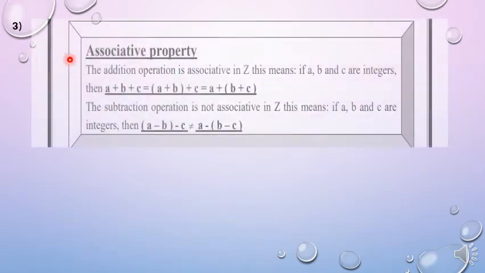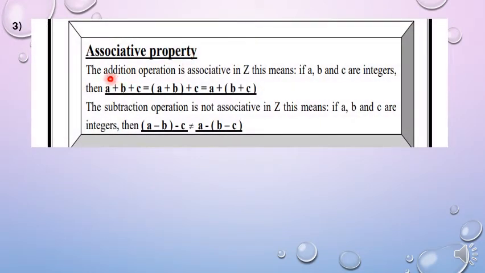We are still on page 10 and the third property, which is associative property. The addition operation is associative in Z. This means if A, B, and C are integers, then A plus B plus C equals, between brackets, A plus B, then plus C, which is equal to A plus, between brackets, B plus C.